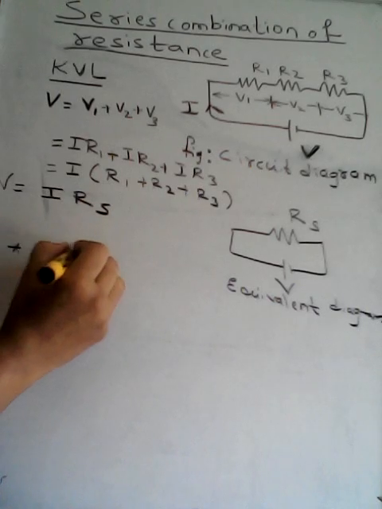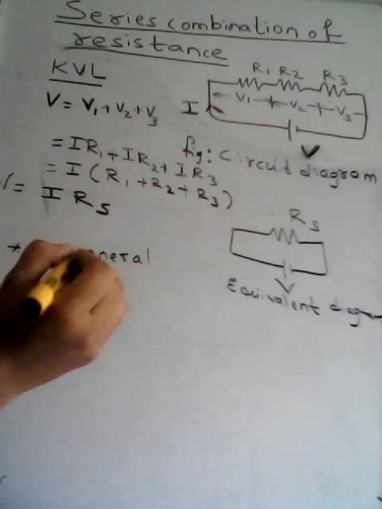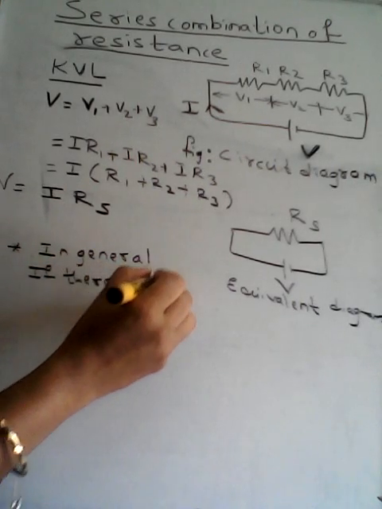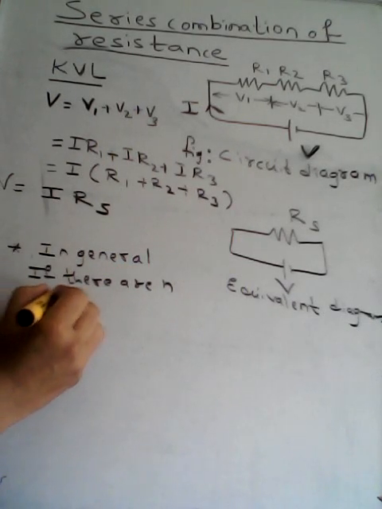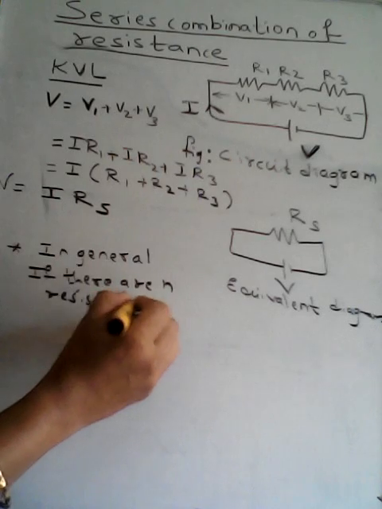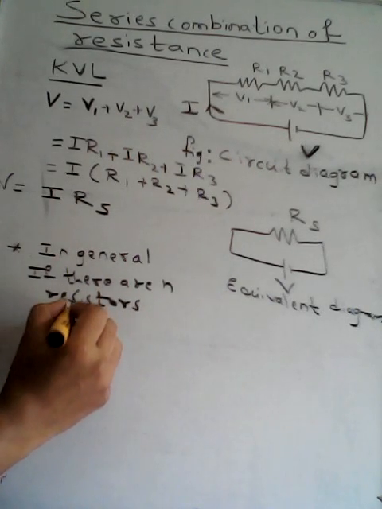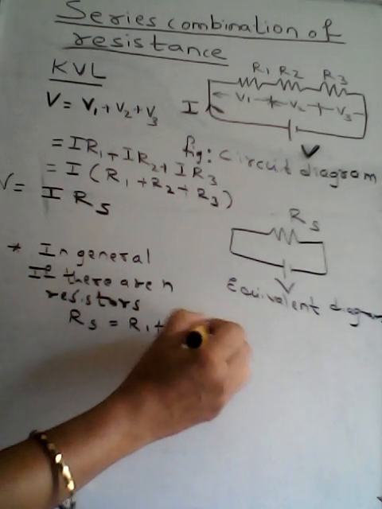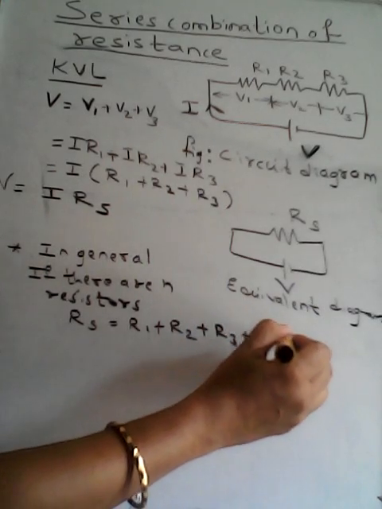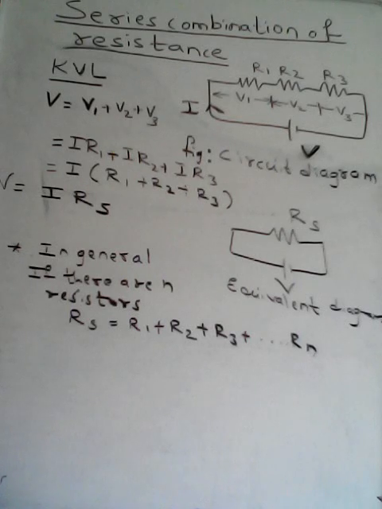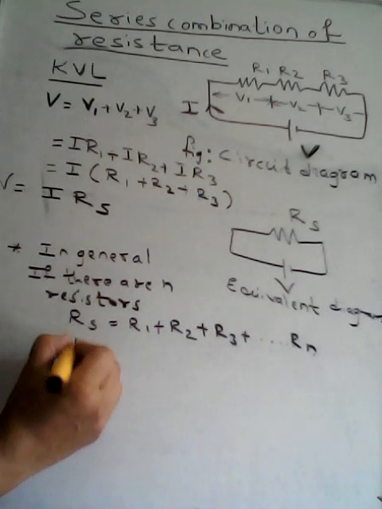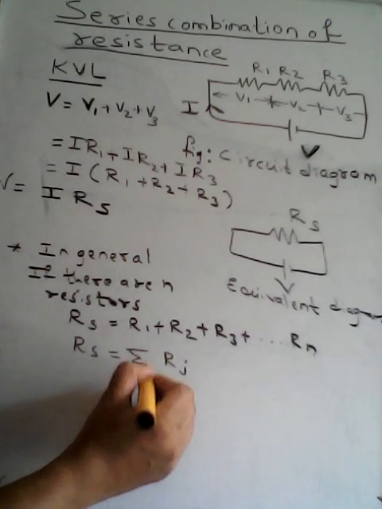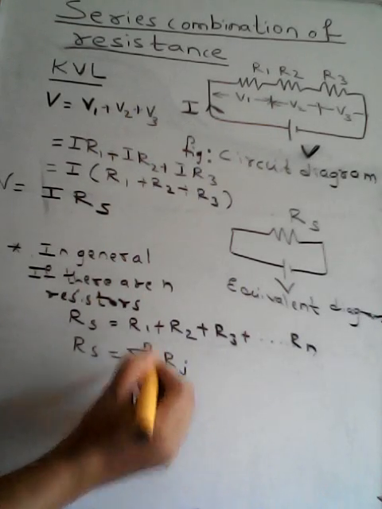Now in general we can write, if there are n resistors connected in series, then the equivalent resistor RS is equal to R1 plus R2 plus R3 plus R4 plus R5 and so on till Rn, and this can also be represented as RS equal to summation of R of J, where J is taking the value from 1 to n.